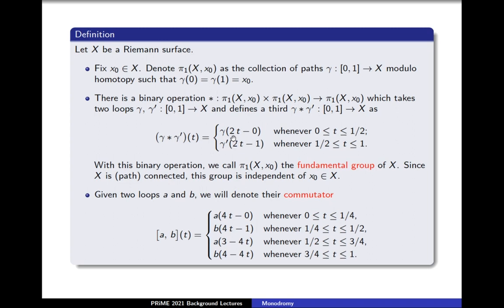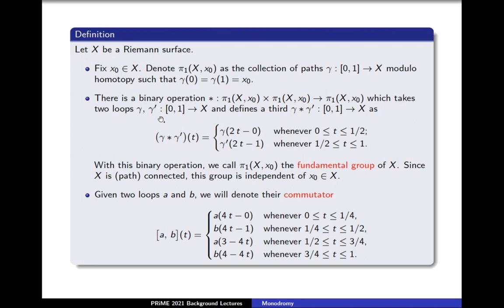Note that for t between 0 and 1/2, 2t runs between 0 and 1. So we're getting this loop gamma from 0 to 1. And when t is between 1/2 and 1, we define gamma star gamma prime to be gamma prime of 2t minus 1. Note that when t is 1/2, this is gamma prime at 0, and when t is 1, this is gamma prime at 1. So what this does is run through the loop gamma and then gamma prime a little bit faster so that it fits in the time from 0 to 1.